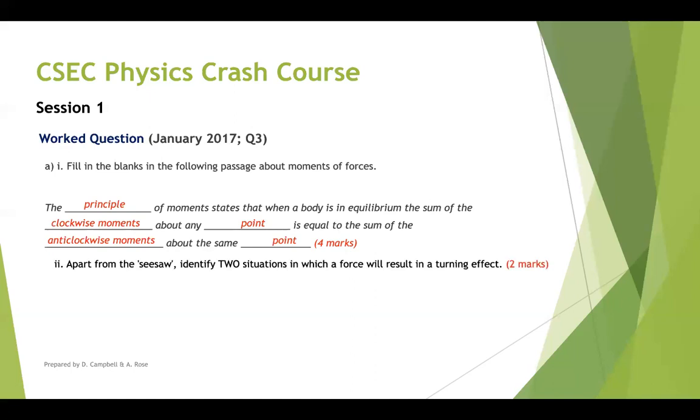Now, the next part, you're asked to identify 2 situations in which a force will result in a turning effect. 2 marks, so it would be 1 mark per situation. As we were mentioning earlier, you could state the use of any of the types of levers. So you could say using scissors or lifting a wheelbarrow, opening or closing a door, or loosening a nut with a crowbar. Any 2 of those situations could be stated.